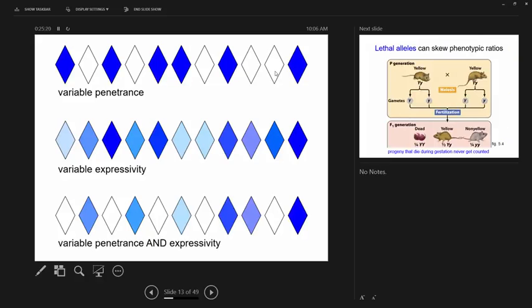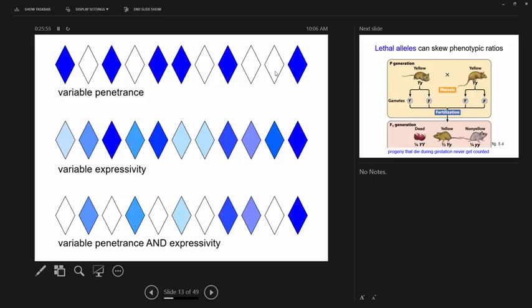All right, so I've made this example that I hope will help you. Every one of these diamonds has the dominant allele that makes you a blue diamond. If you have variable penetrance only, then even though every one of these diamonds has the blue diamond allele, some of them are blue and some of them are not. But every one of them can pass the blue diamond allele on to their progeny, just like if you had the phenotype.